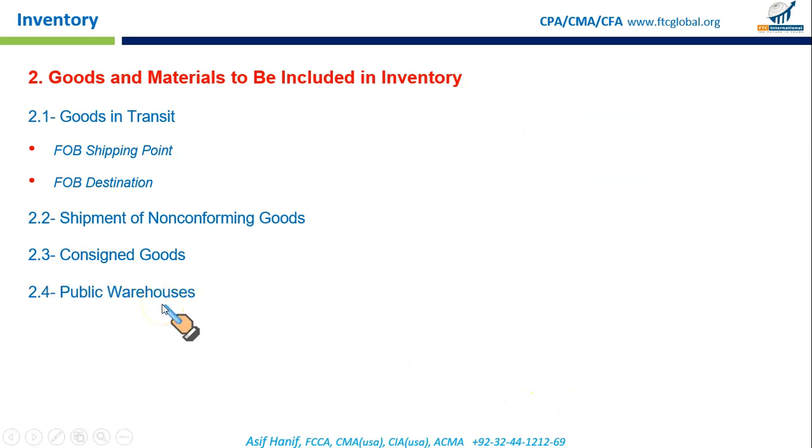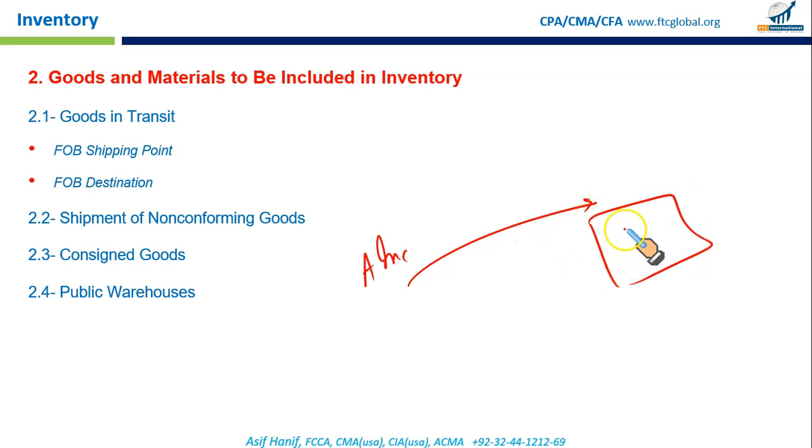Next we have public warehouses. Okay, now let's say a company A Incorporated has used its inventory as a collateral to take some loan, and the lender has asked the inventory to be put in some public warehouse, right? So goods are stored in the public warehouse. These items which are in the public warehouse, being put there as a collateral for a loan, belong to the incorporated company, the original owner, right? Even though this inventory is being used as a collateral, it belongs to A, right?